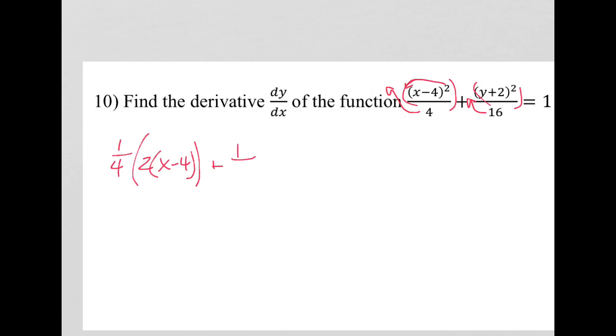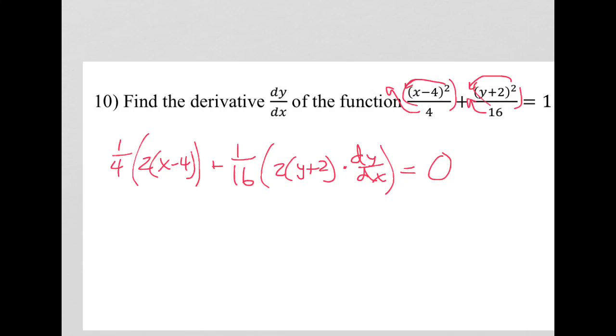Plus, the constant multiple rule says I'm going to pull that 1/16 out front. And then we can go ahead and use the chain rule and power rule to take this derivative. The power rule says go ahead and take that 2, multiply it down in front. The chain rule says leave the insides the same. The power rule says subtract 1 from the power, so that expression has a power of 1. And then the chain rule says multiply this by the derivative of the inside, and the derivative of y plus 2 is dy dx. And so there you have that, equals the derivative of the right-hand side, which is 0.